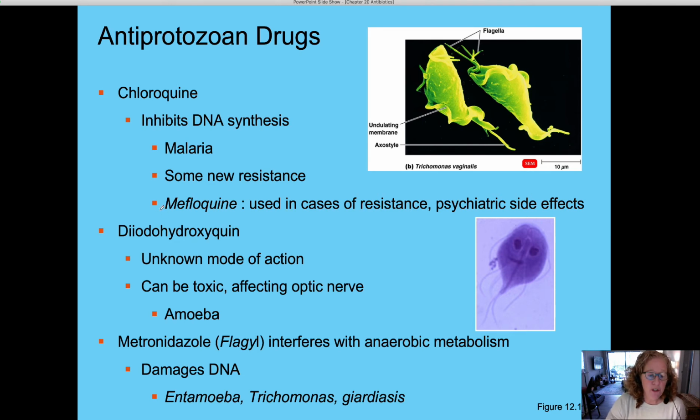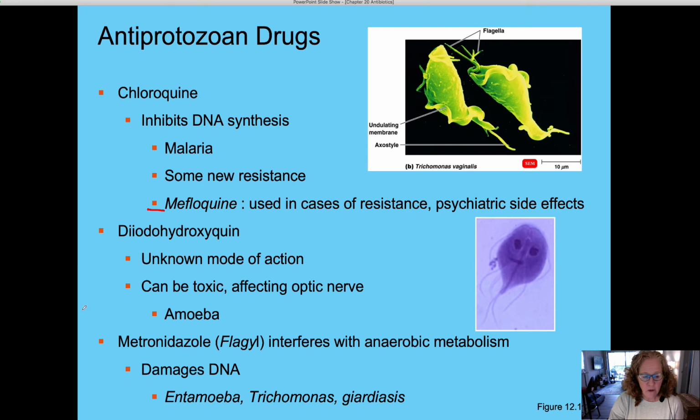Mefloquine is used when chloroquine resistance is found in some Plasmodium. Mefloquine can be used, but it does have some really potent psychiatric side effects. So people can go into some psychosis, things like hallucinations, mood changes, behavioral changes, those sorts of things, even suicidal thoughts. So this is one of those cases where sometimes the treatment is worse than the actual disease.